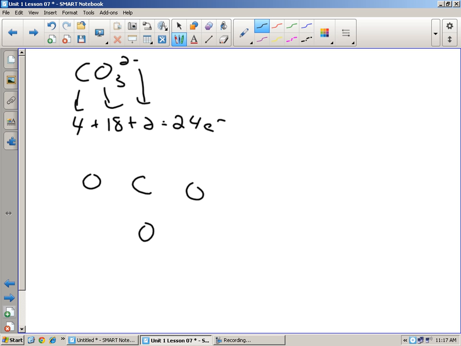We need to hook that molecule up. So 1, 2, 3, 4, 5, 6 so far. Make sure you go to the outside parts first. 6, 7, 8, 9, 10, 11, 12, 13, 14, 15, 16, 17, 18, 19, 20, 21, 22, 23, 24. And lo and behold, this one's actually pretty similar. So you might say, well, we just did this one.